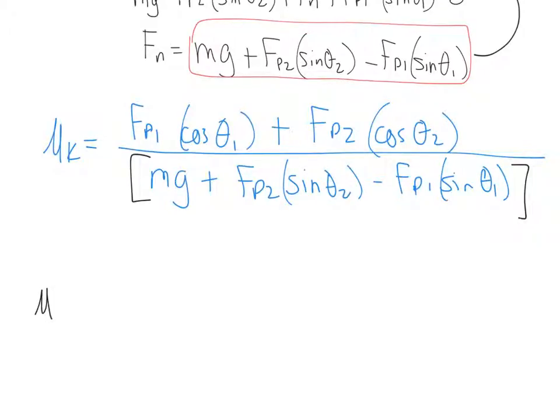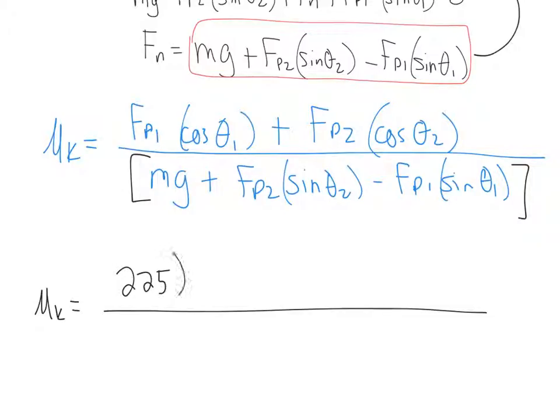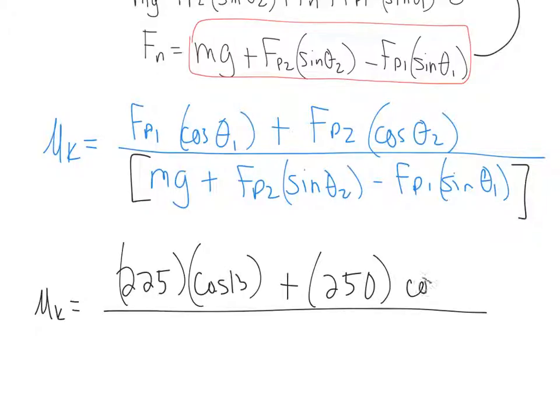I'm going to plug in up here. All right. Oh, geez, here we go. FP1 was, let me just make sure I have the right diagram on mine, it's the same as yours, 225, right? Okay. Yeah, it's a lot of work, right? You see how much math is involved? Plus the other force, which was 250, times the cosine of 23. That was the angle that Sam pushed at. All over m times g.